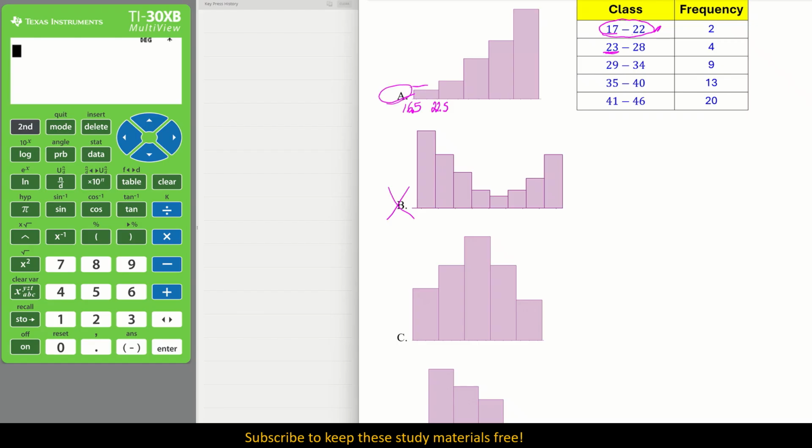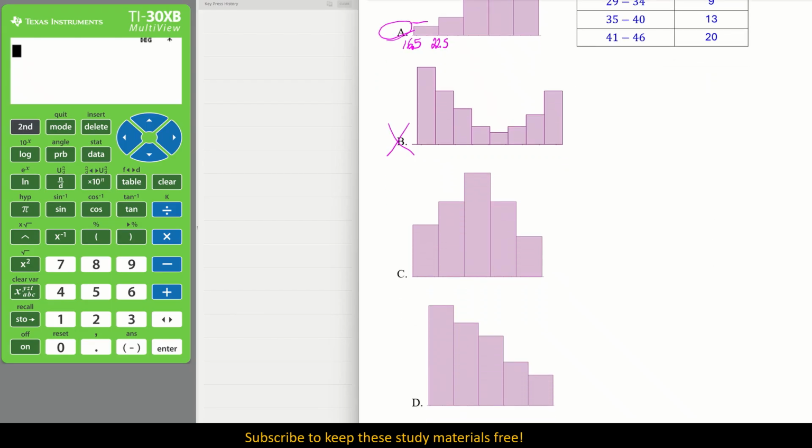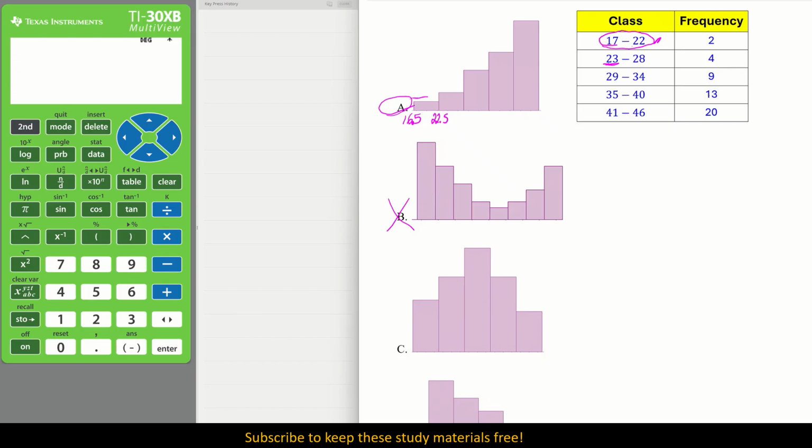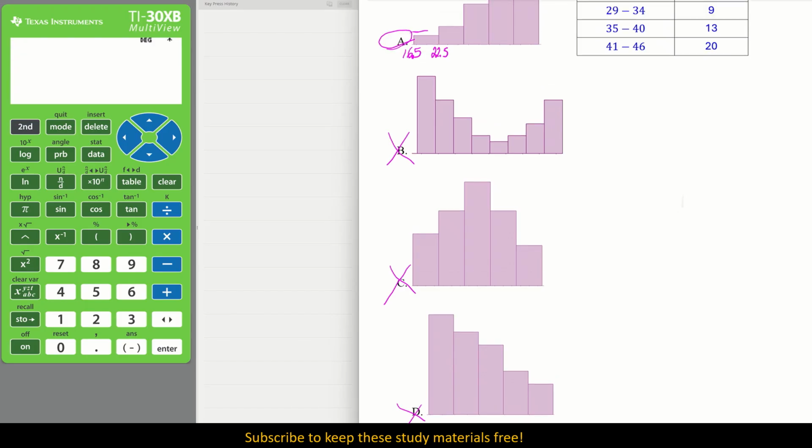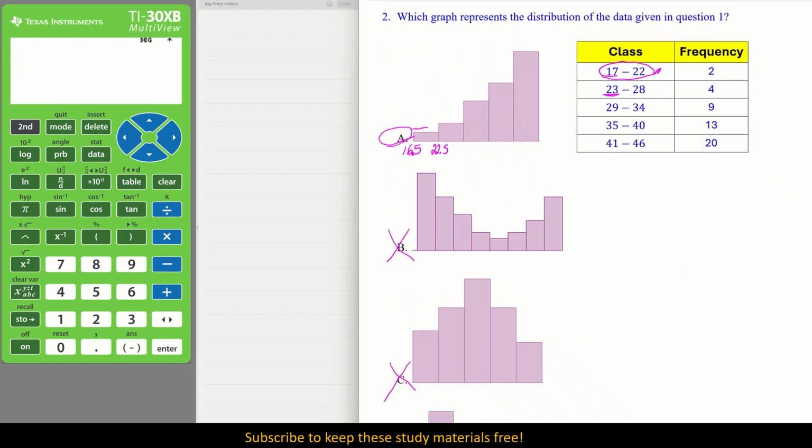Now let's look at C. I think C looks symmetric. Our data is not symmetric. You can see that. So I'm going to disagree with C. And I'm going to disagree with D because it's saying that the first class is the mode. Well, our last class here would be our mode, which is the value 20. So that would make sense.